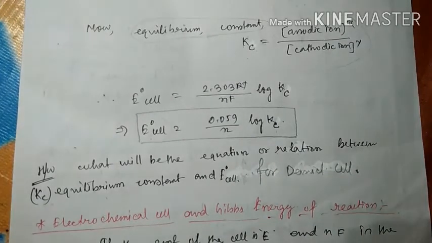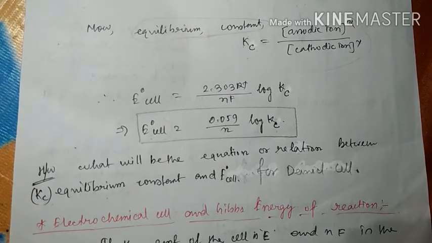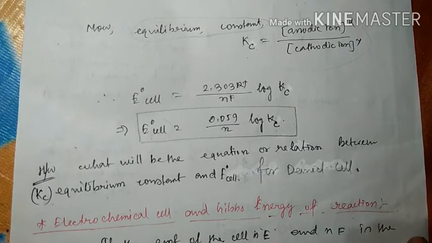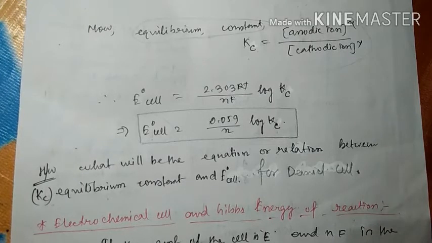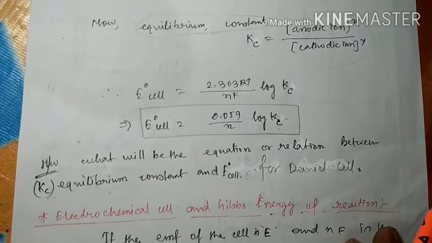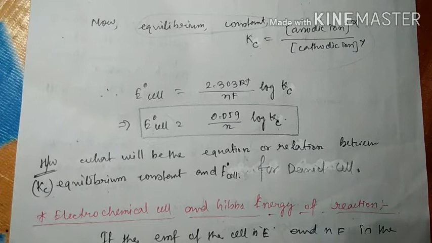Now here is the electromotive force, electrochemical cell, and gives energy of radiation, as I discussed in the previous video. Okay, what is the relation between the Gibbs free energy and the electromotive force of the cell? That's why I don't repeat the question, and we will go to the next topic.